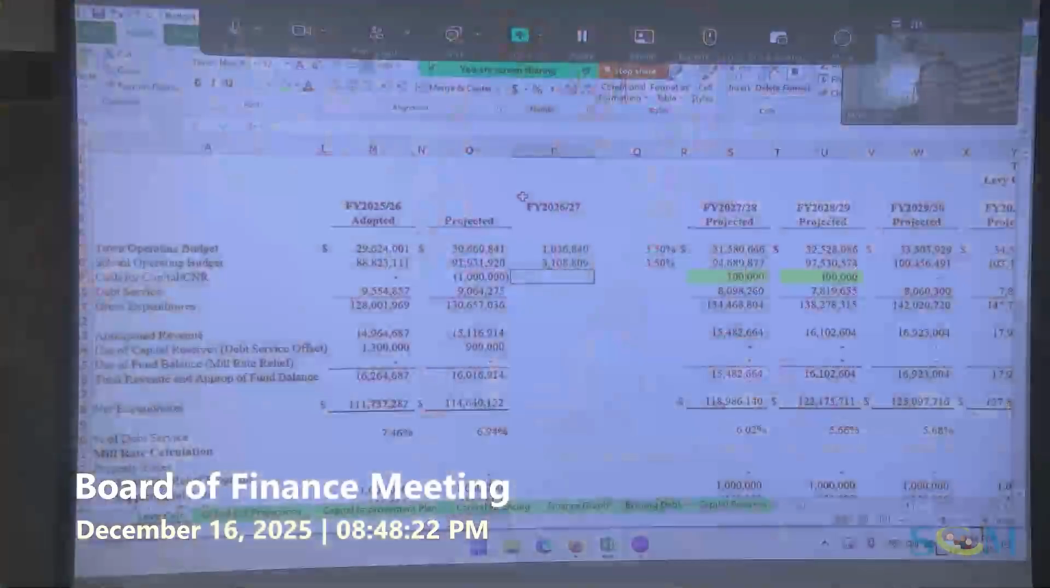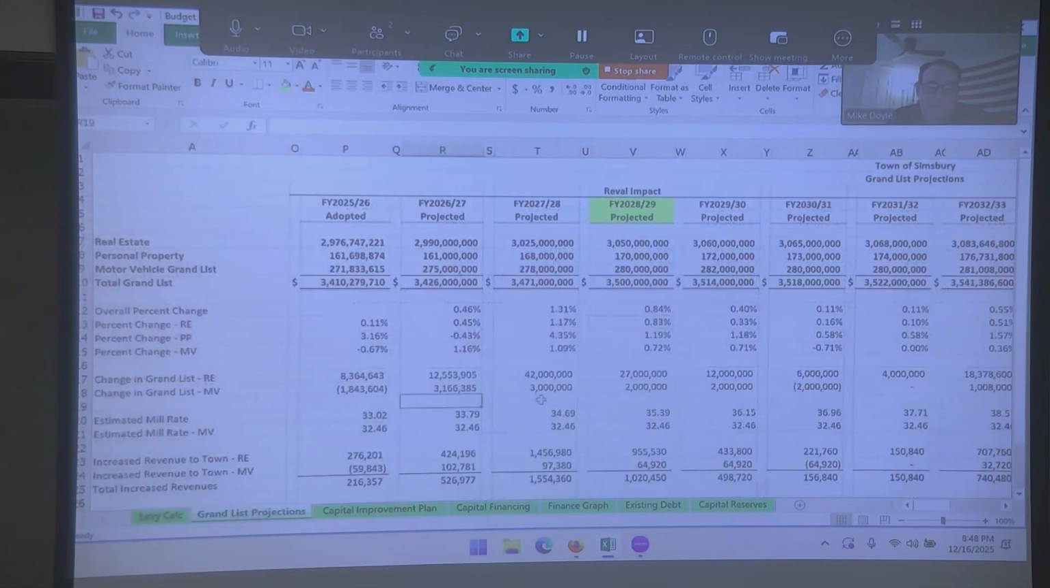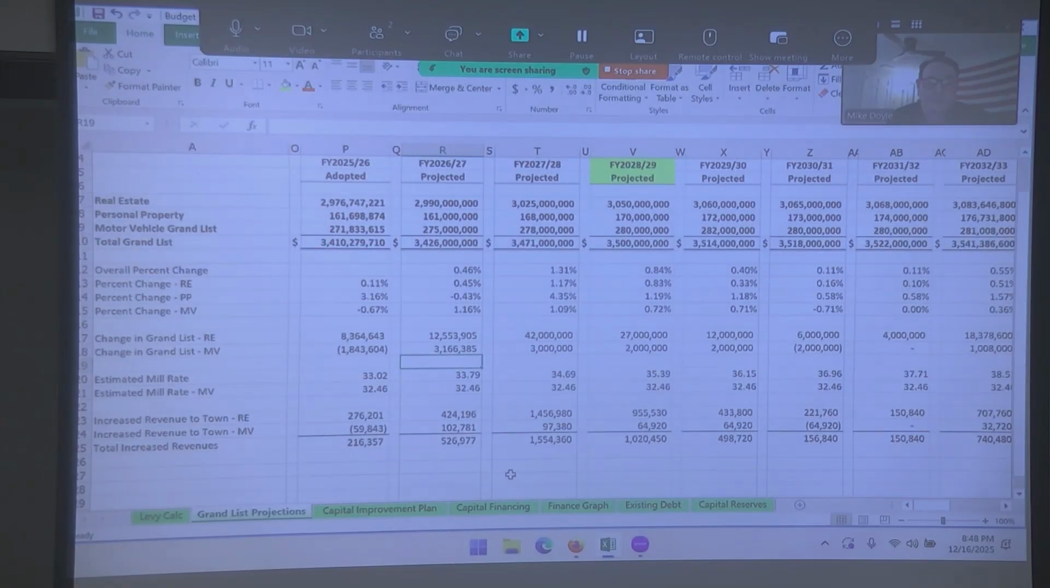I will point out that 3.5 is above both Social Security and COLA, but the tax increase. How are we getting to a 2.6 tax increase with no grand list growth, Amy, and a 3.5 budget increase? So there is a little bit of grand list. And the grand list numbers in your presentation are based on the current mill rate, and these are based on projected mill rates.